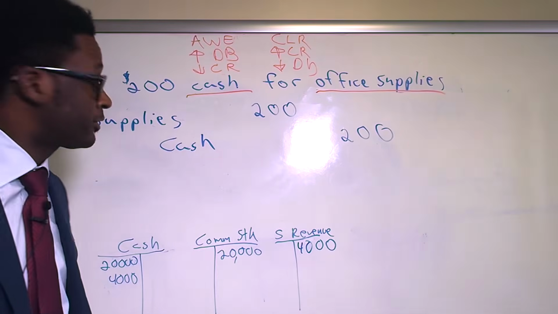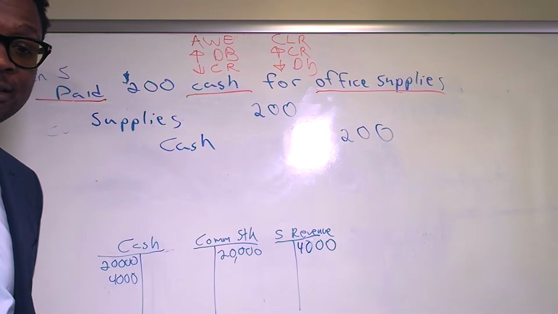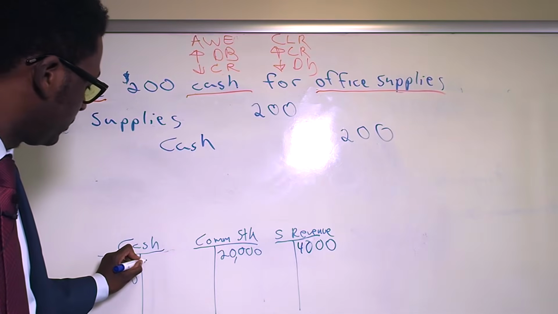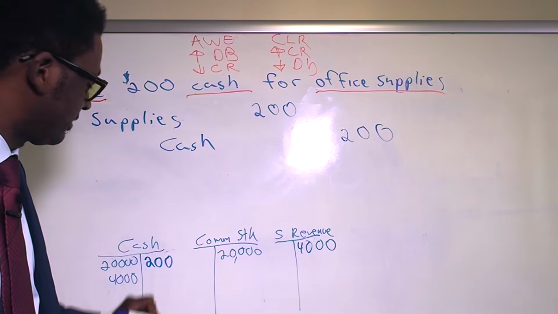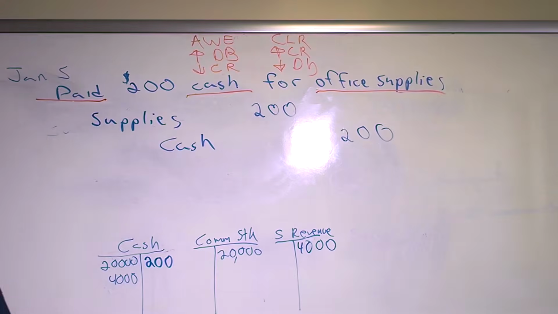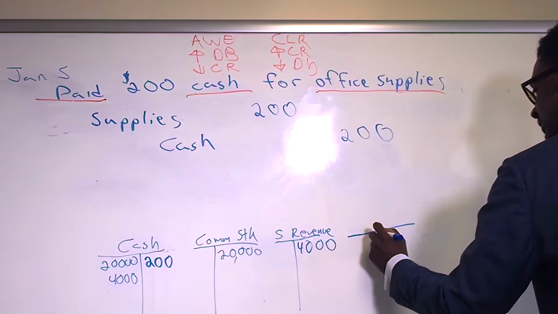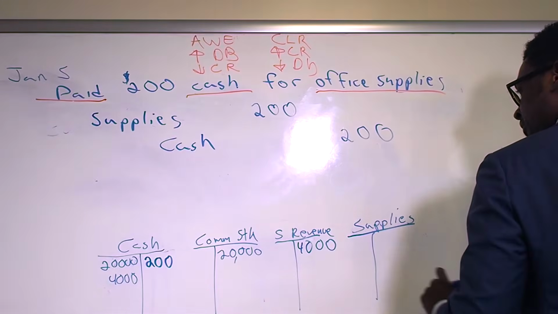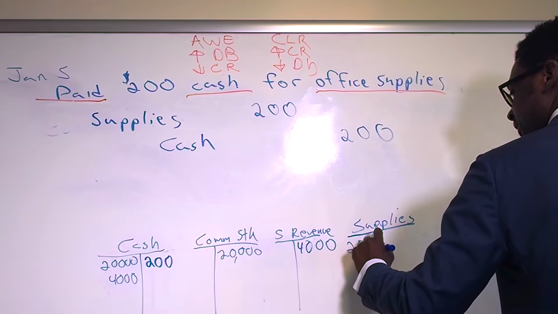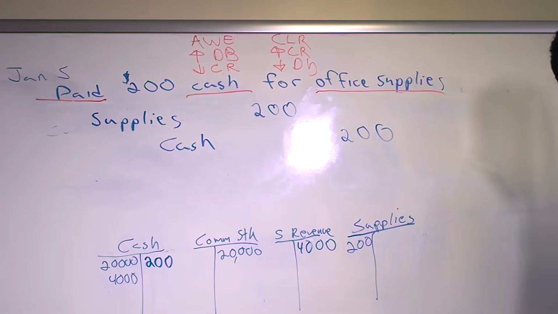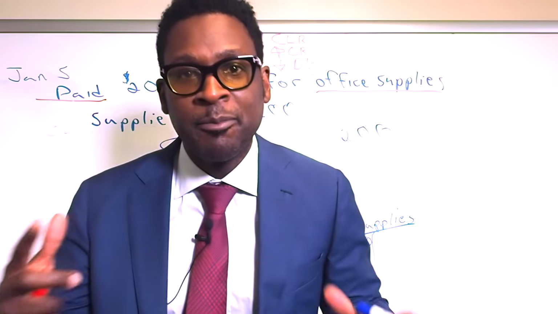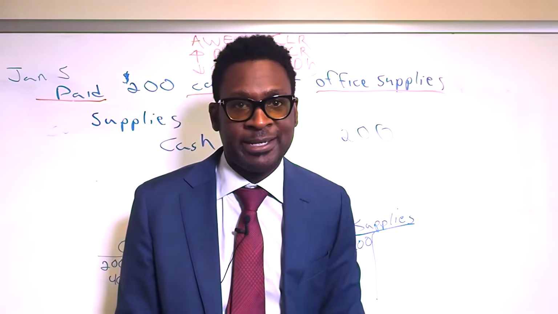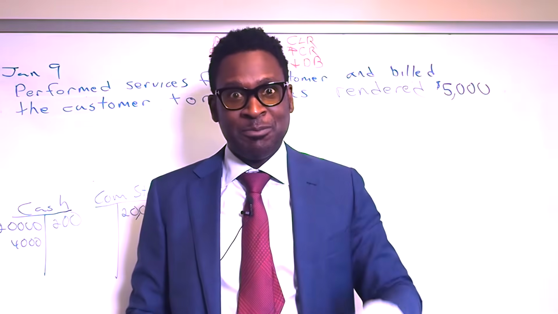And so when it comes to posting into our ledger, we will now post that $200 into cash on the credit side, and we will find our supplies account, which happens to be an asset that went up, and we're going to debit that for $200, right? Bags on bags on bags on bags. Transaction number 4.